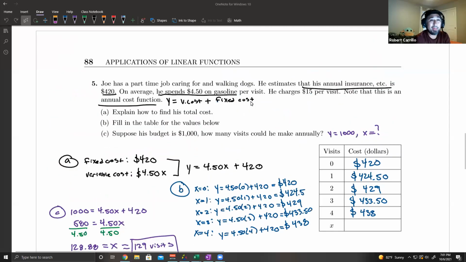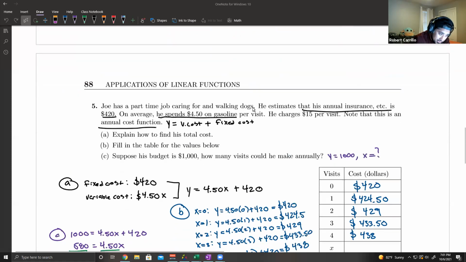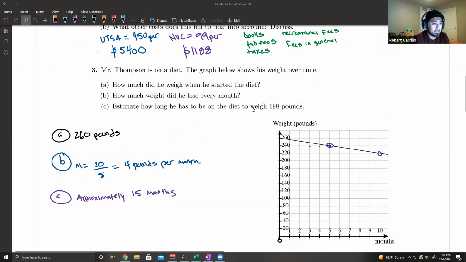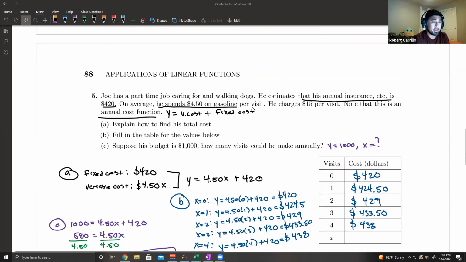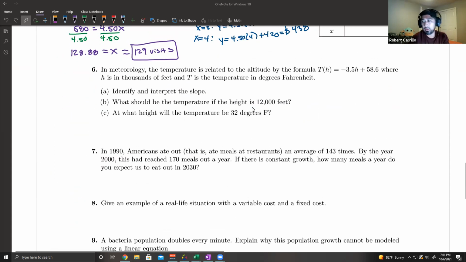And we were still on applications of functions. So we're learning everything about functions. So let's go ahead and finish these up. Okay.